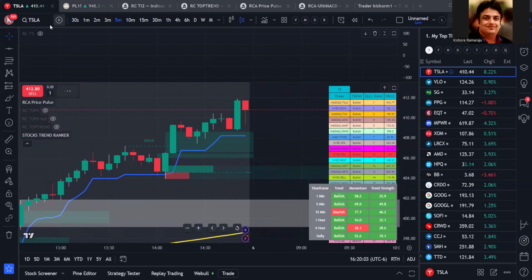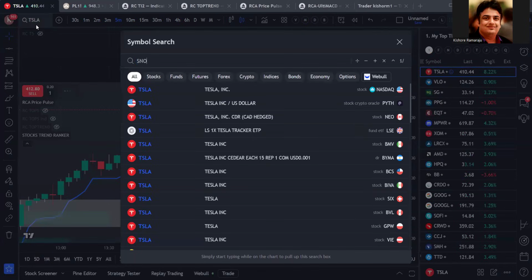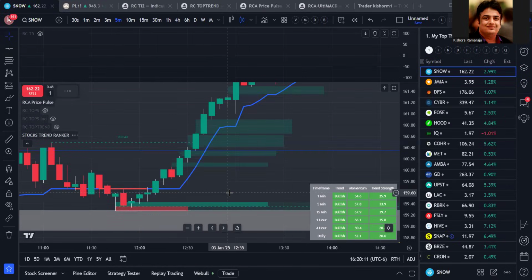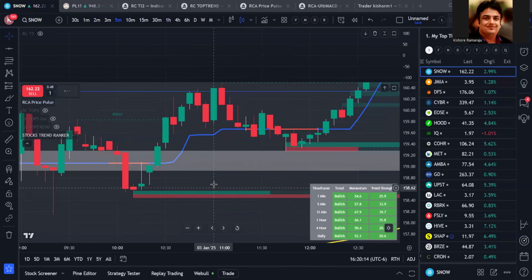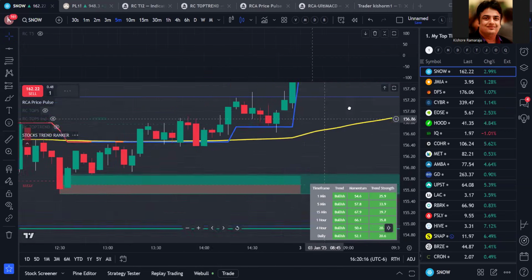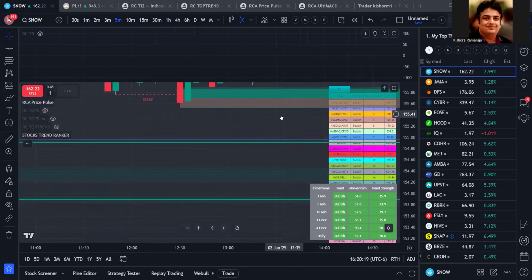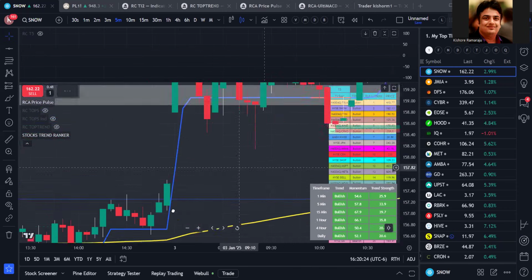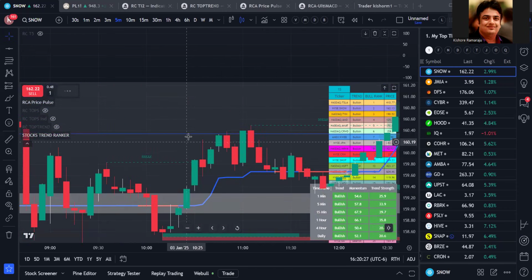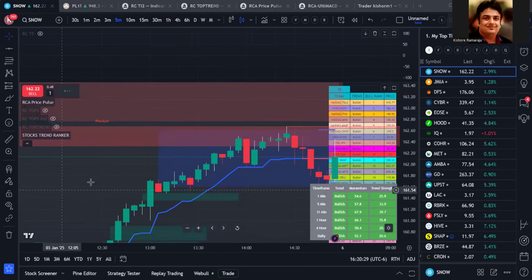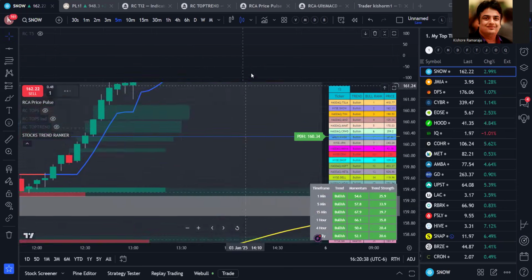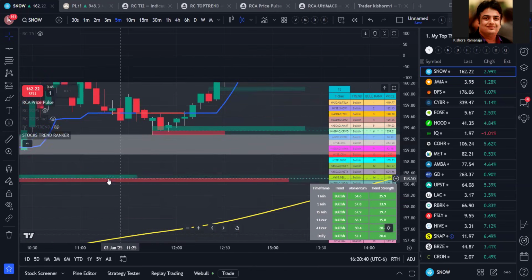So like that, right? Because you cannot go to each and every chart and see which ticker is moving well. If you see here, Snow came all the way to the discount area, the line turned blue, then it started moving up. Until end of the day, it was completely bullish, from nearly 158 to 162.